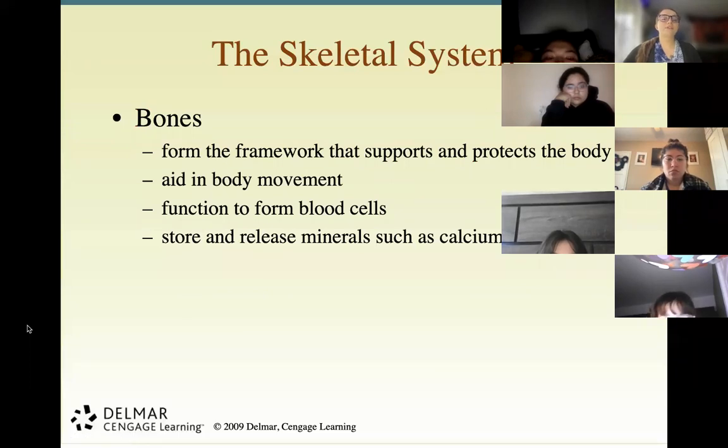So bones, they are going to form the framework that supports and protects the entire body. A large region for our rib cage that goes across all of those vital organs. So it's to support them, protect them, and aid in body movement. Of course, without those bones and joints working correctly, the animal is not going to be able to fully move and get around. We'll also see the function to form blood cells. Think of the bone marrow and all of the white blood cells and all of that that can be extracted and formed there. And we'll look into how bones are going to be storing and releasing minerals into the body, such as calcium.